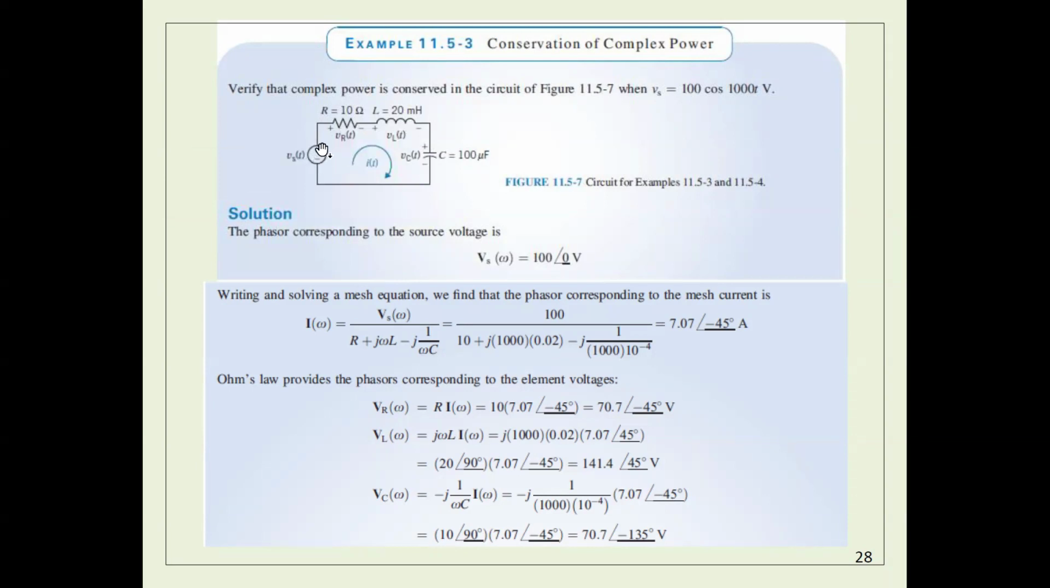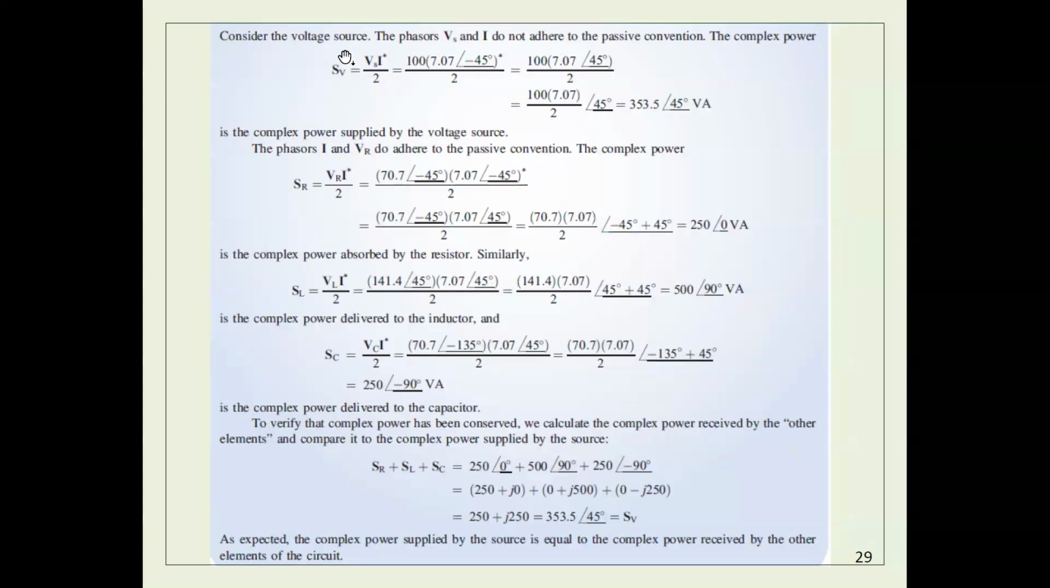So now I'm going to calculate the power of each one. Okay, because for each element here, I have the voltage and the current. So by doing that, now I'm going to calculate. This is the power of the source. This is the power of the resistance R. Okay, it's not a surprise that I find the angle is 0. Okay, now this is the angle. This is the power of L.